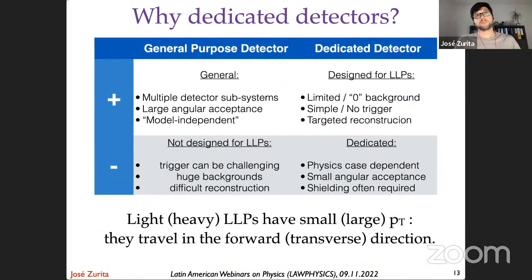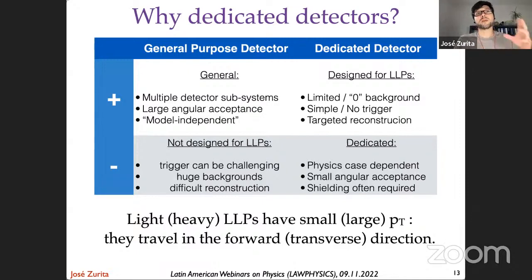Now, why build them? A general purpose detector is supposed to be robust. It's supposed to be, in quotation marks, model independent, trying to catch as many new physics signatures as possible. And it's composed of many systems: tracker, calorimeters, muon chambers. So you have a lot of handles on the particles that you see. But it wasn't designed for LLPs. Certainly, there are many difficulties.